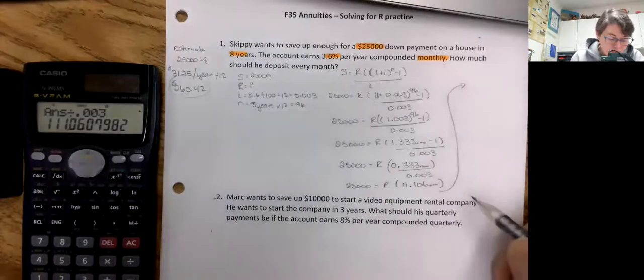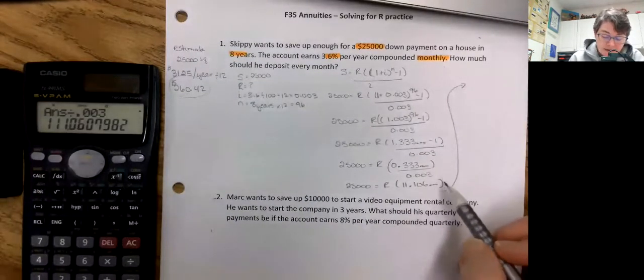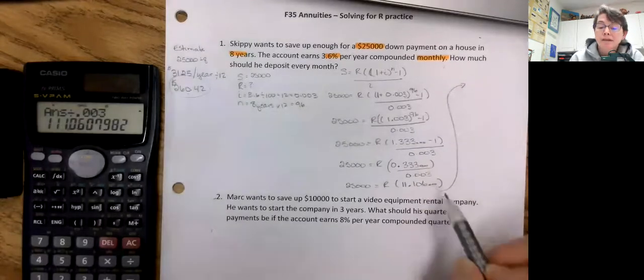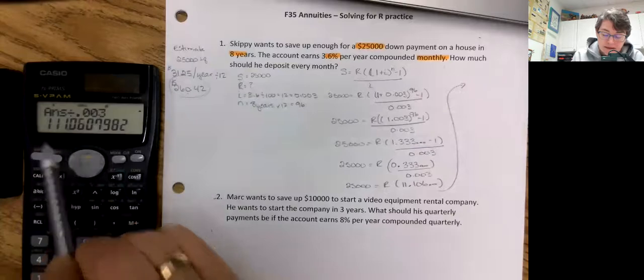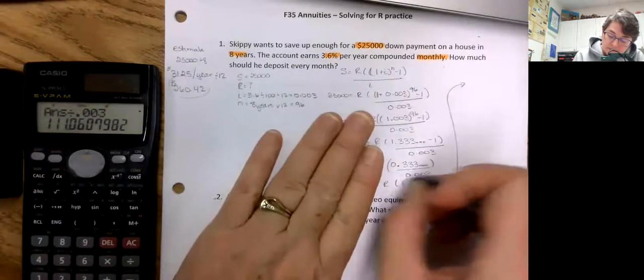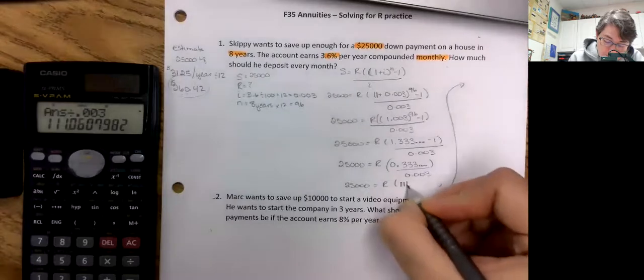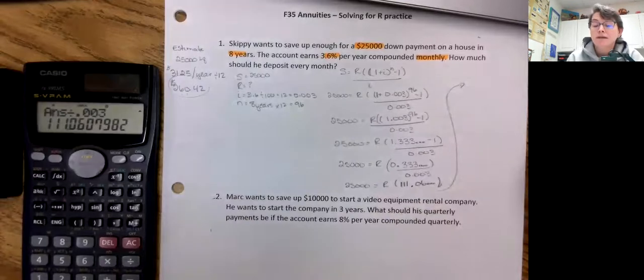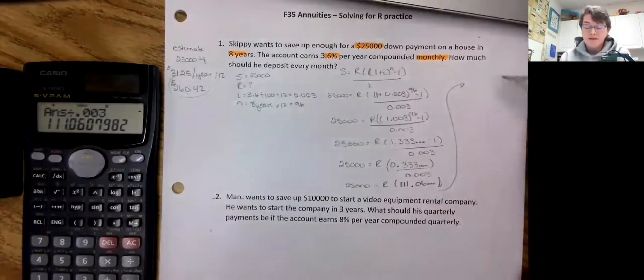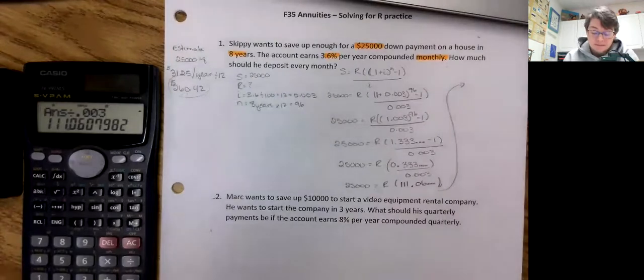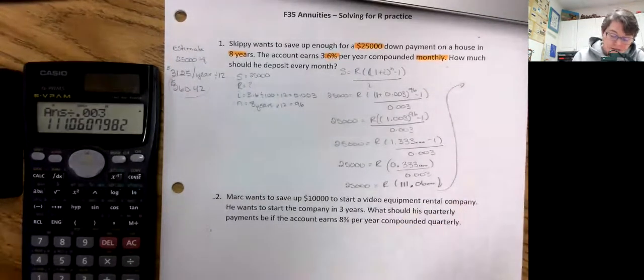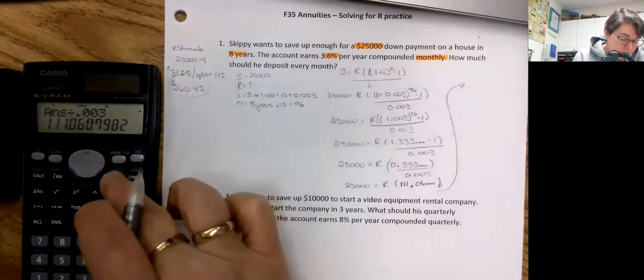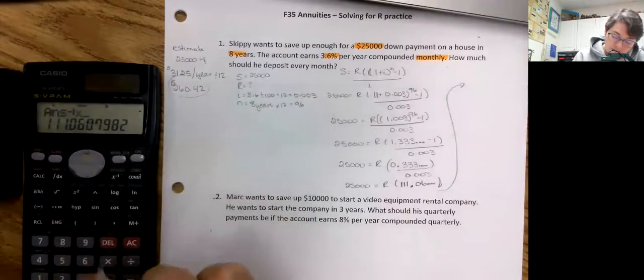Alrighty, so what happened? My guess is I added an extra zero, because this number, when I do it this time, is 111. So seriously, watch those zeros and see if your answers are crazy, because the final answer I was getting was about $2,000, and if I put $2,000 away a month, I'm going to have $25,000 in almost a year. So that was crazy. I'm going to use my x to the minus 1 key and multiply by 25,000.